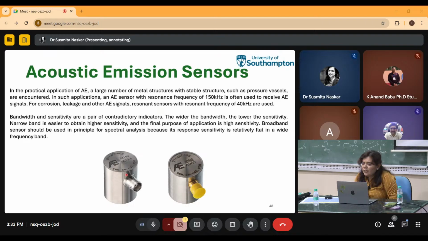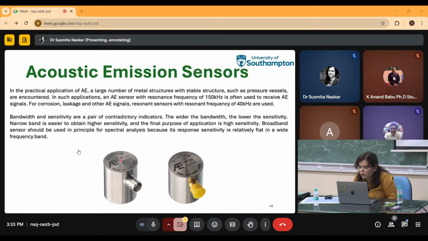In general, if you think about acoustic emission monitoring sensors, they generally have a resonance frequency of around 150 kilohertz. For corrosion, leakage, and other kinds of acoustic emission signals, these sensors are also used. But then the resonance frequency becomes quite low, going to around 40 kilohertz, and that's quite common.